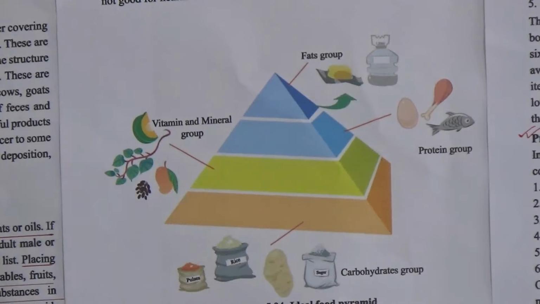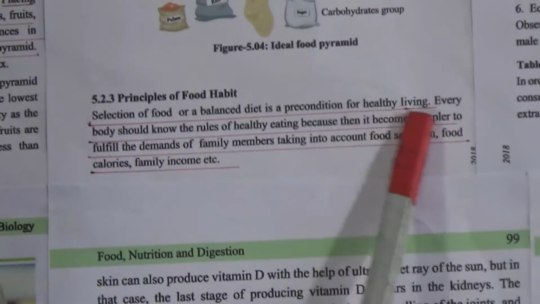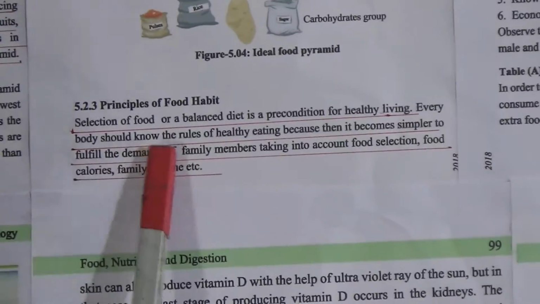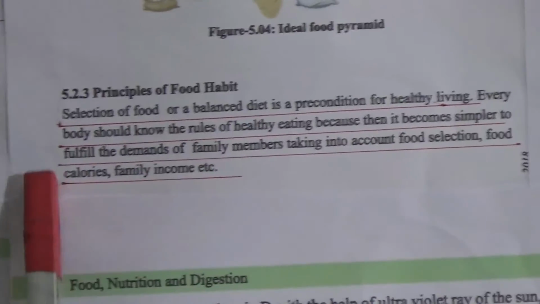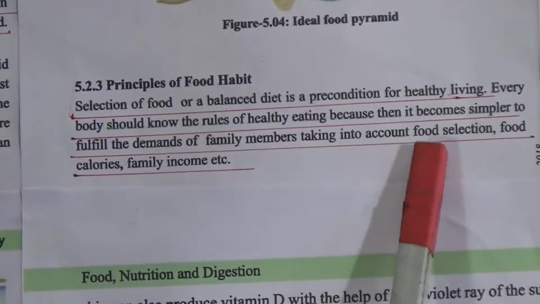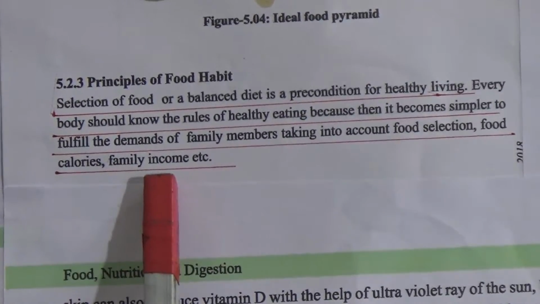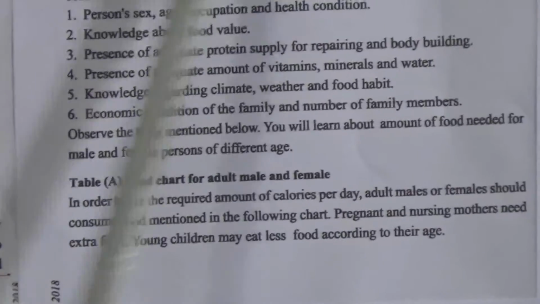Now come to the principles of food habits. Selection of food or a balanced diet is a precondition for healthy living. Everybody should know the rules of healthy eating, because then it becomes simpler to fulfill the demand of family members, taking into account the amount of food selection, food calories and family income.